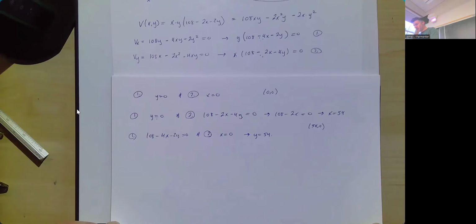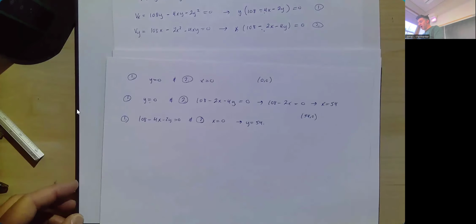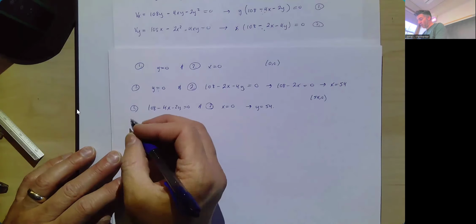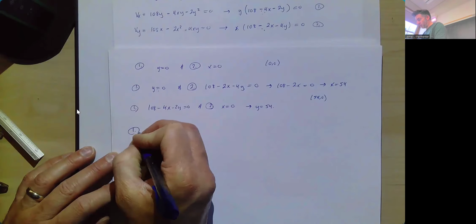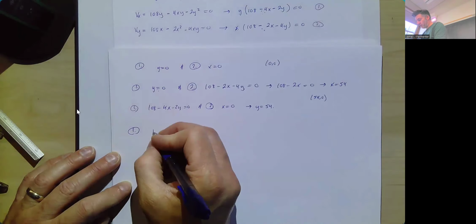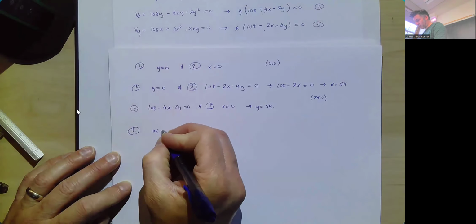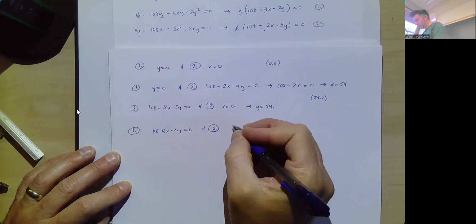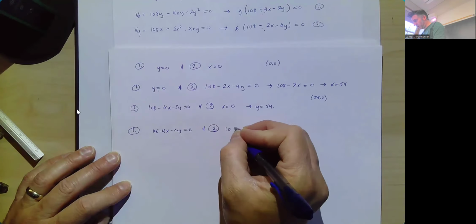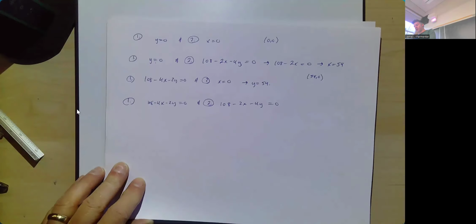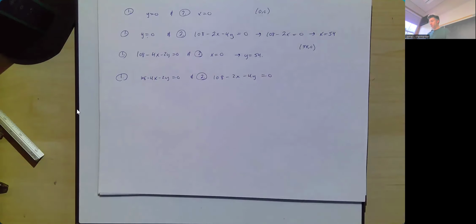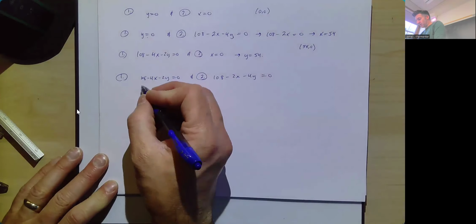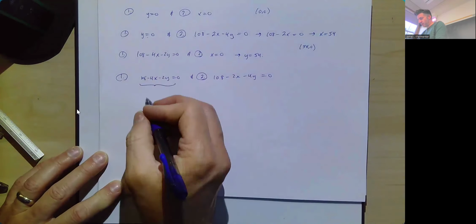So finally, the one that's actually going to give us non-zero values for both x and y is setting both the first equation's factor, 108 minus 4x minus 2y, equal to 0, and the second equation's more complicated factor, 108 minus 2x minus 4y, equal to 0. And this is the thing you have to solve then for one of the variables and plug it into the other equation. Let's take this equation and solve for y.